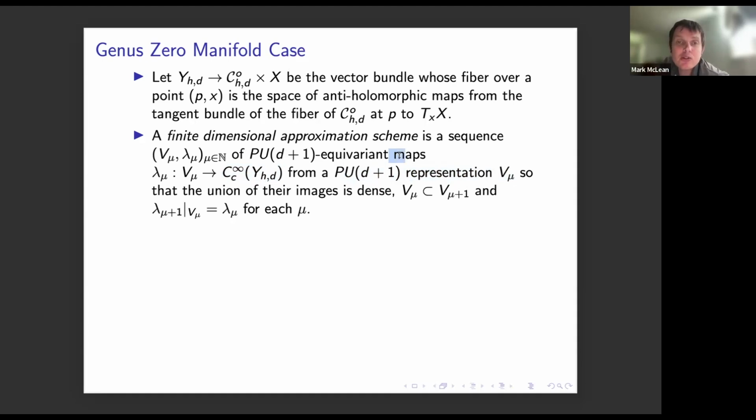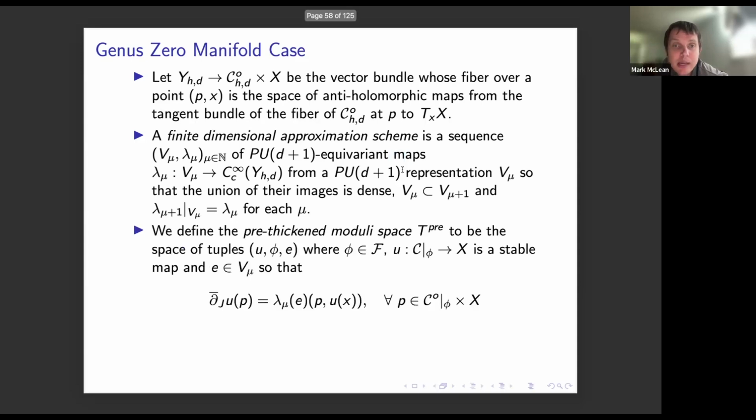To construct these maps, they exist because you choose an equivariant metric, and you look at eigensections of some equivariant Laplacian of my vector bundle, something like this. So this thing exists. Once I've chosen this finite dimensional approximation scheme, I can construct a moduli space, and I'm going to call it the pre-thickened moduli space. In this case, it's basically the same as the thickened moduli space, but in higher genus, it's not.